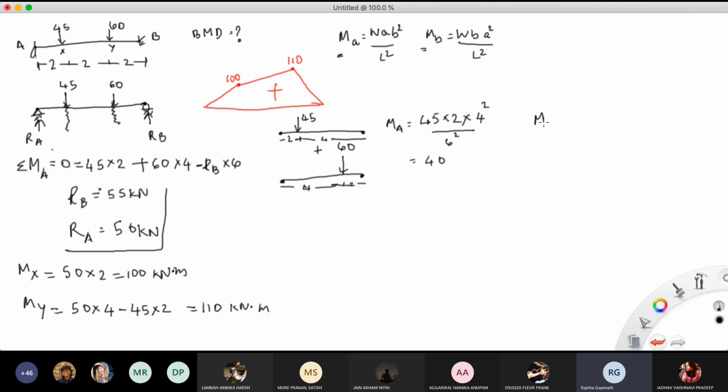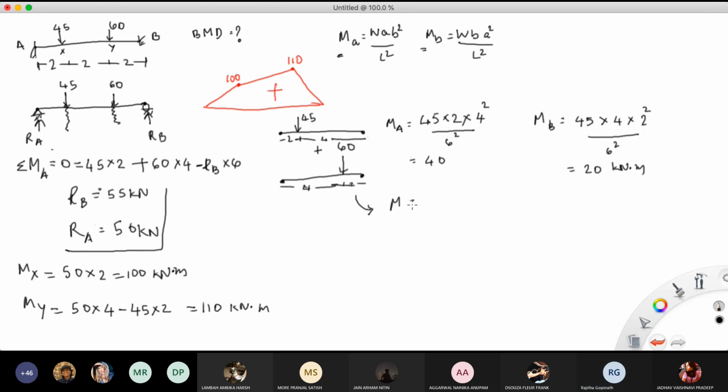Now MB is equal to 45 into 4 into 2 squared by 6 squared. Okay, so that is going to be 45 into 16 divided by 36. So this is 20 kilonewton meter. Now for the 60 kilonewton situation, what is it?